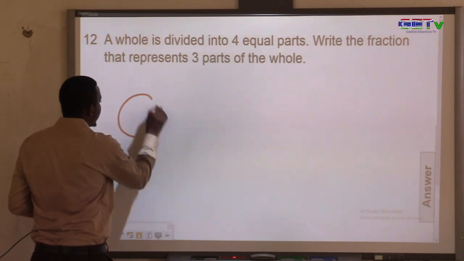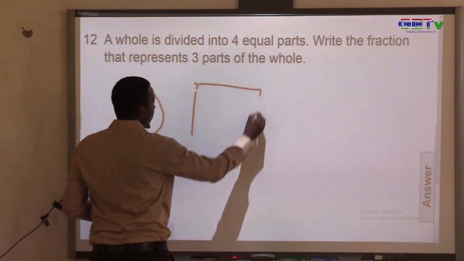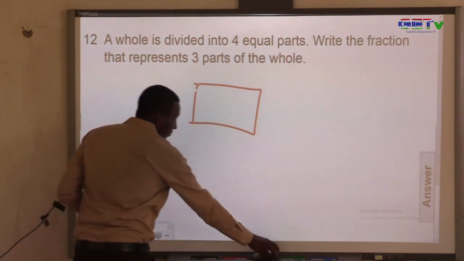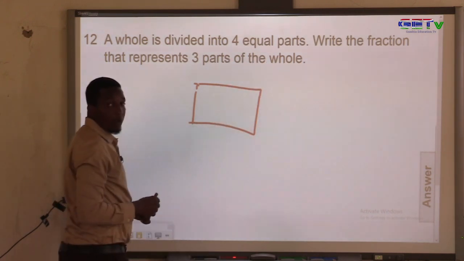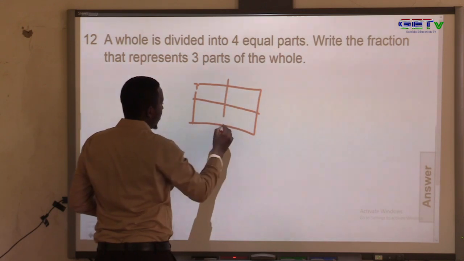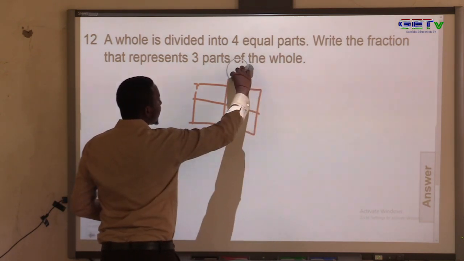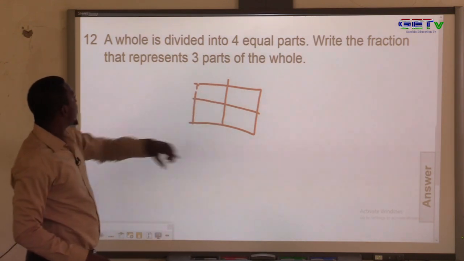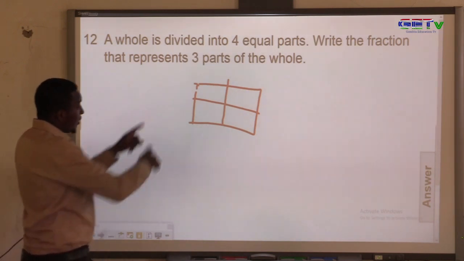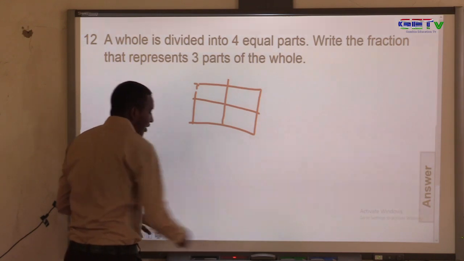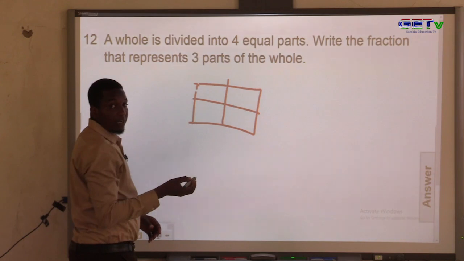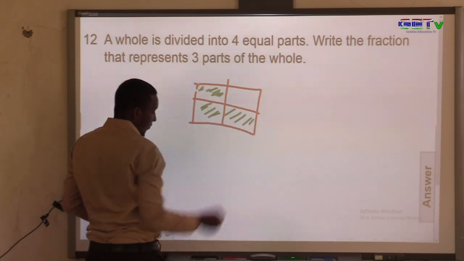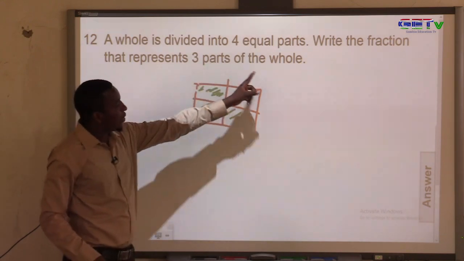So if you take the whole to be that, we are going to divide it into 4 equal parts. We have that. So we assume that all the parts are equal. Now what we are looking for is to write the fraction that represents 3 equal parts. The whole is already divided into 4 equal parts. So if we are using the idea of shading the equal parts, we are going to say 3 equal parts here. So if we choose to shade this part, and this other part, and this other part, now you will see that 3 parts are shaded out of the whole.